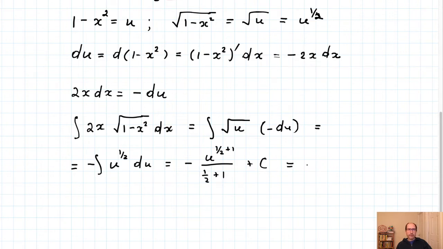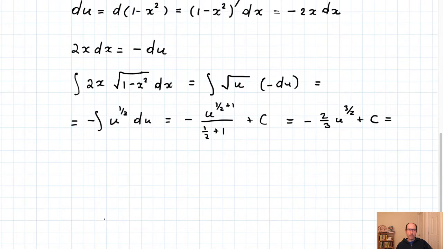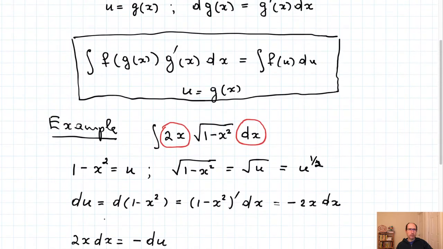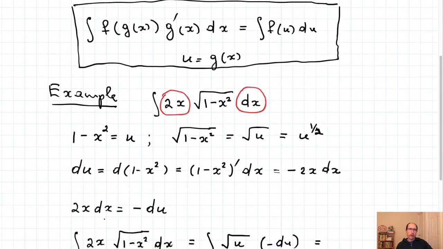Now simplify the answer. It gets simplified to 2/3 u to the power 3/2 plus c. And at this point, we want to go back to the original variable, because our answer so far is in terms of u, but if you look at the original integral, there was no u in it. And so we do want to get our answer to be in terms of x.